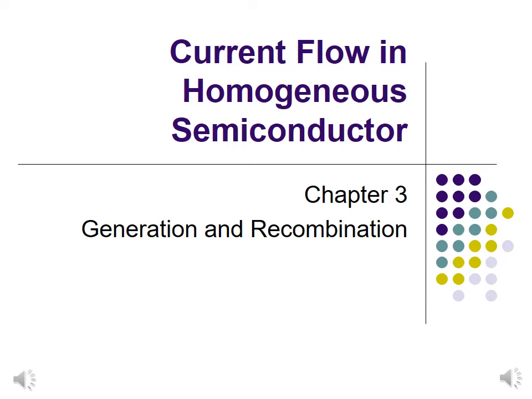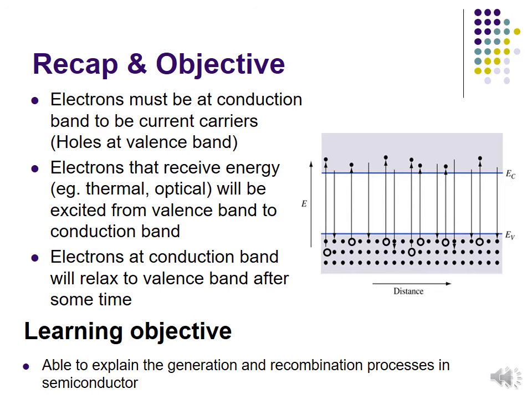Hi all, today we are going to continue discussing Chapter 3, Current Flow in Homogeneous Semiconductor. We are going to focus on generation and recombination. We have learned that the current in a semiconductor results from moving particles, namely electrons and holes. In order to conduct current, electrons must be at the conduction band and holes at the valence band.